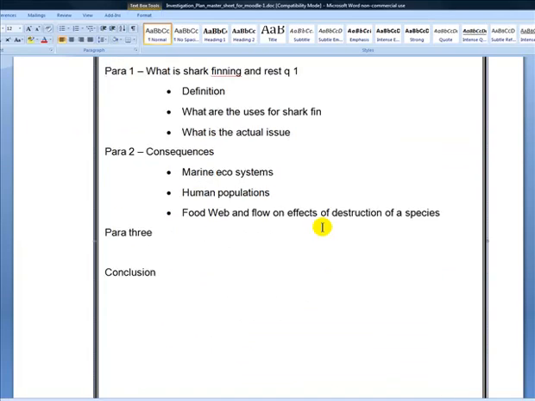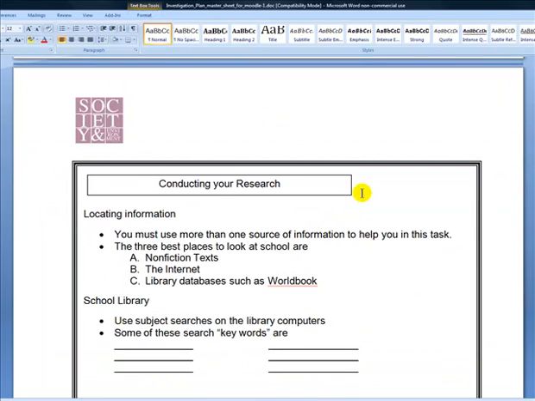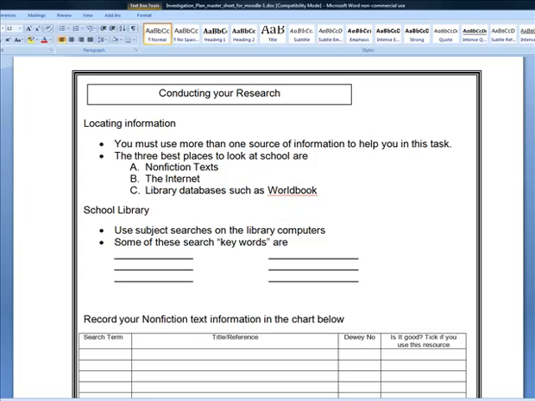In the next video, we are going to be looking at the whole conducting your research stage. So thank you very much.